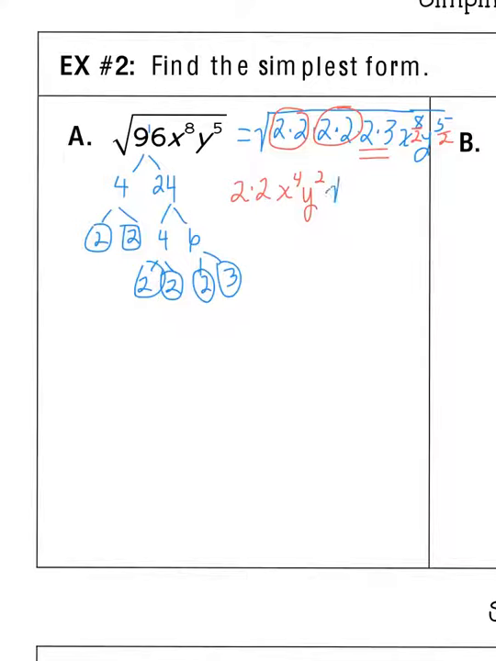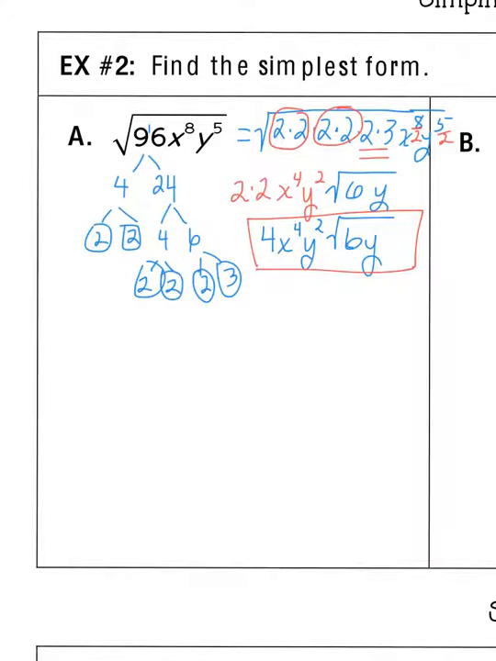So here's what we have left under the radical. We have 2 times 3, which is 6, no x's, and then we have a y. So I guess I can erase that part. And then you have to multiply anything out in front that you can multiply together. Well, I can multiply these two. So I end up with 4 x to the 4th y squared times the square root of 6y. And that's your final answer.